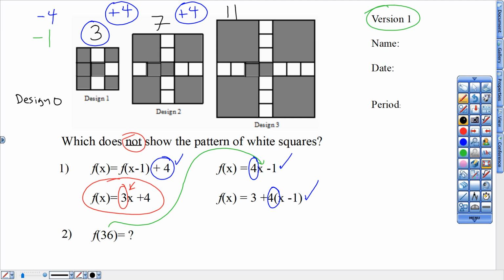If I want to find out what 36 is, here's how I show it. F of 36 equals that 4, and where that x is, that's where I put that 36, close that parenthesis, and then I have minus 1 right there. So I need to use my calculator.